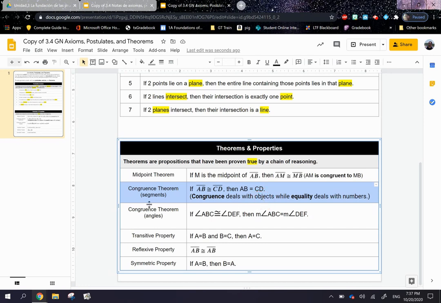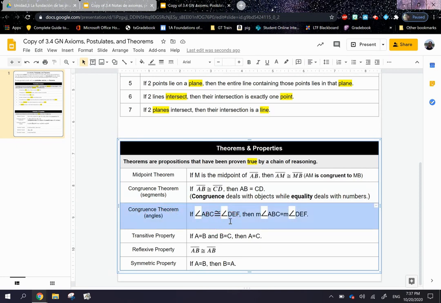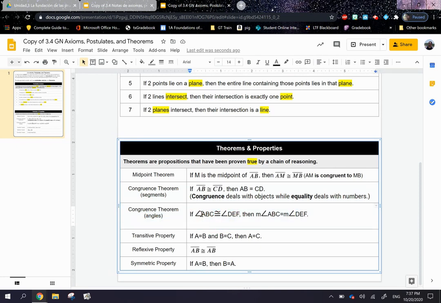The same applies for the congruence theorem for angles. If angle ABC is congruent to angle DEF, then the measure of angle ABC is equal to the measure of angle DEF. So again, congruence means that these two angles are exactly the same. You can take one of these angles, put it over the other one, and they'll line up perfectly. According to this theorem, that means that their measure is also equal.